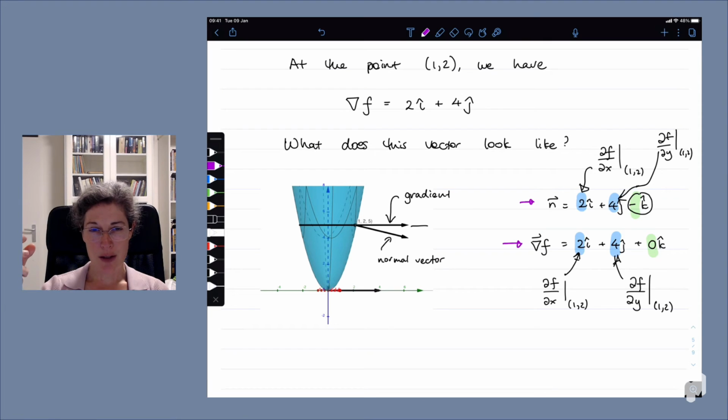So challenge for yourself, think about when will the gradient and the normal be the same? When could that happen?